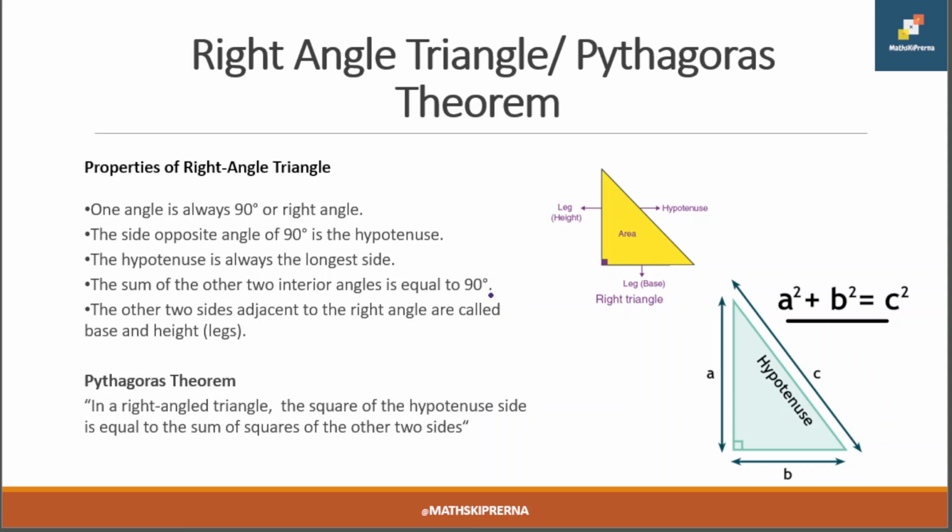Now there is a very important theorem which is based on the right angle triangle. It was named after a Greek philosopher, Pythagoras. So as per Pythagoras theorem, the square of the hypotenuse side, so we can take this triangle, the hypotenuse c, is equal to the sum of the squares of the two other sides. So that is a square plus b square is equal to c square. And this is an important theorem which we will be using extensively in the future chapters as well.